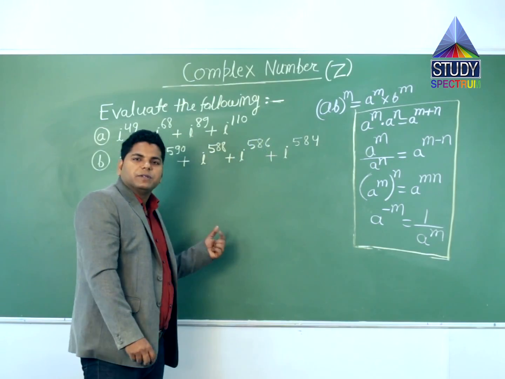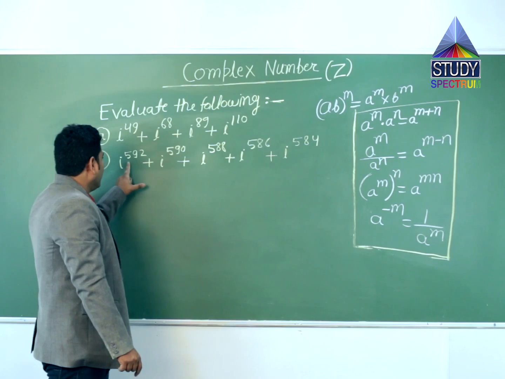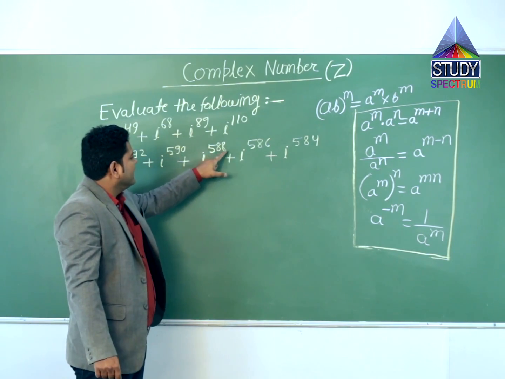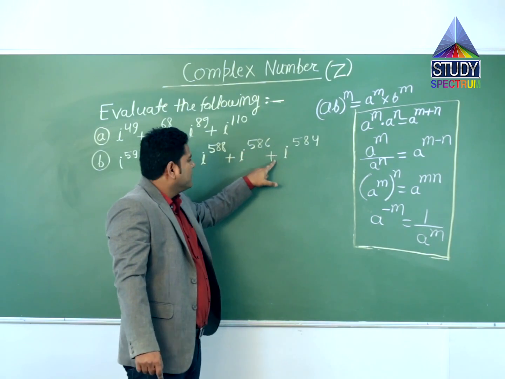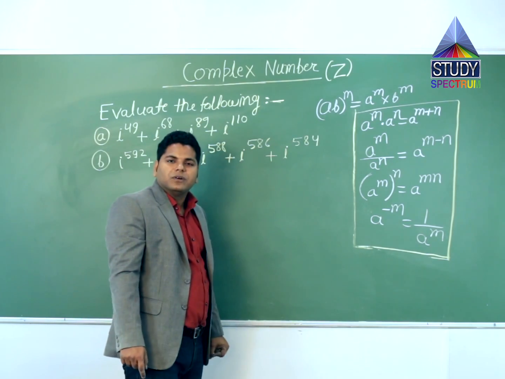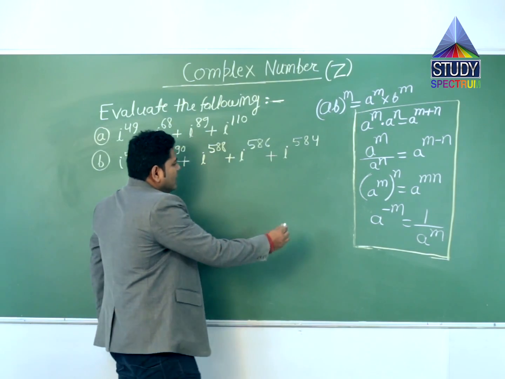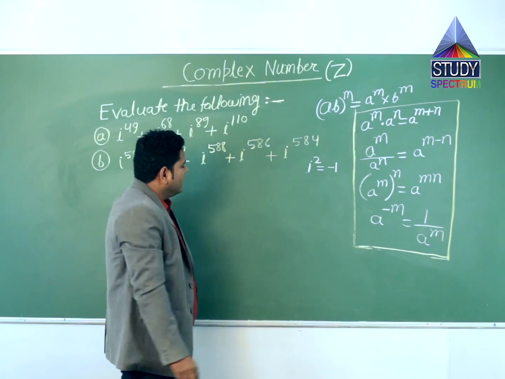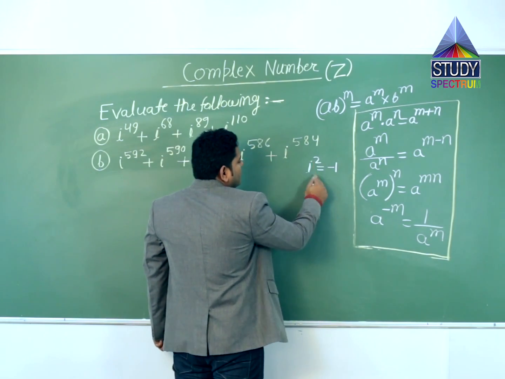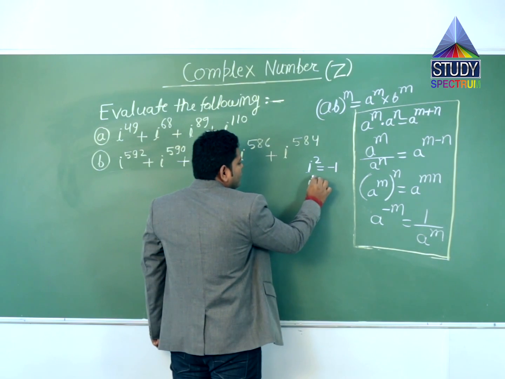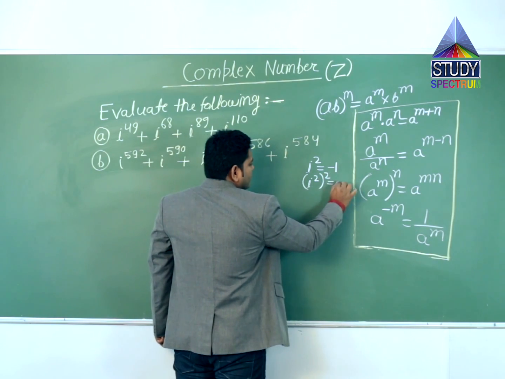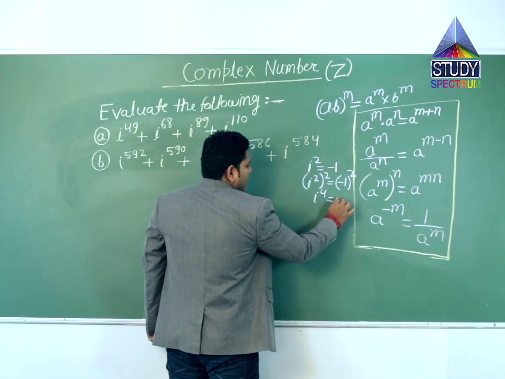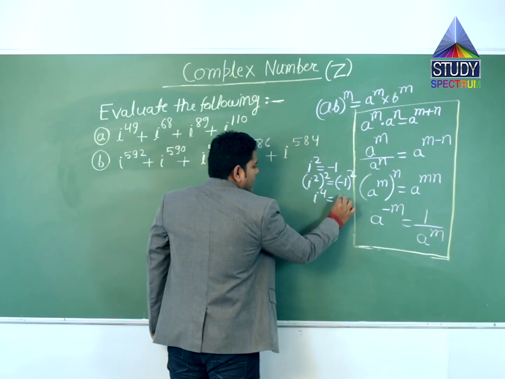Now let us start with question number B, and question number B is i to the power 592 plus i to the power 590 plus i to the power 588 plus i to the power 586 plus i to the power 584. So we know that i square equals minus 1, and if we square both sides, it becomes i square whole square equals minus 1 whole square. So i to the power 4 will be plus 1.